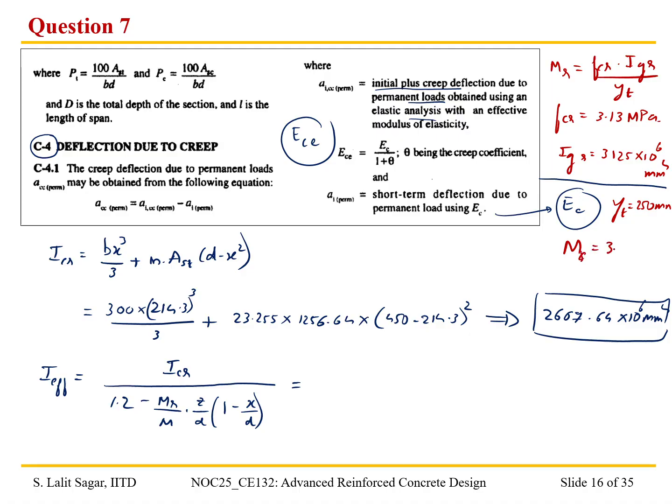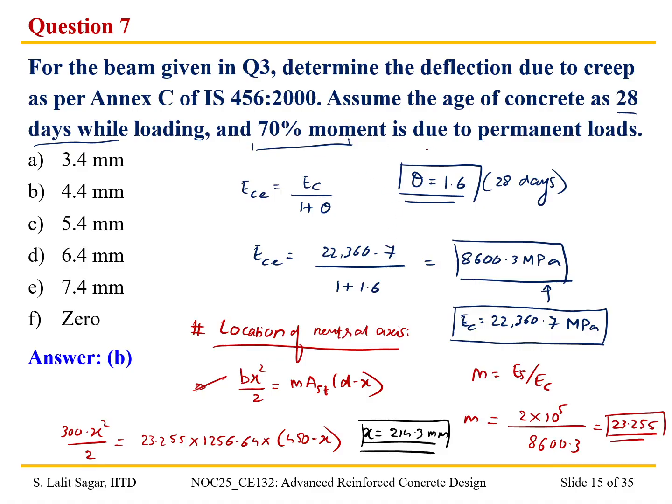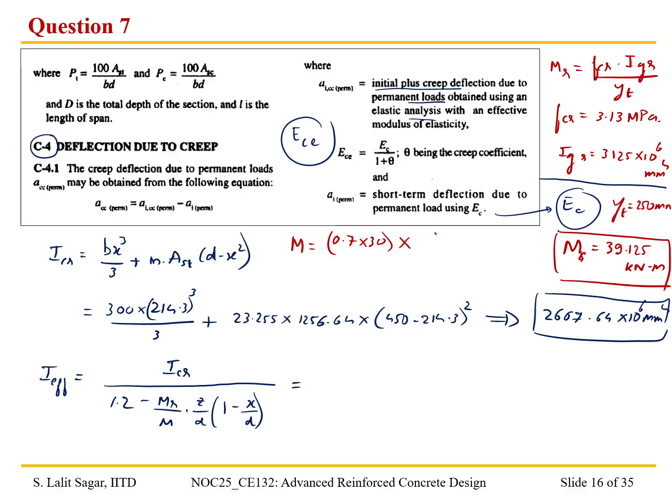So once we solve this, we get the value of MR is equal to how much? 39.125 kilonewton meter, and we need to find out the value of M. Okay, that will be 0.7 into 30, that is the permanent load, that is taken as 70%. Okay, 70% of the moment is due to permanent load. Okay, 0.7 into 30 into L square, that is 5 square, divided by 8, and the value of M turns out to be 65.625 kilonewton meter.